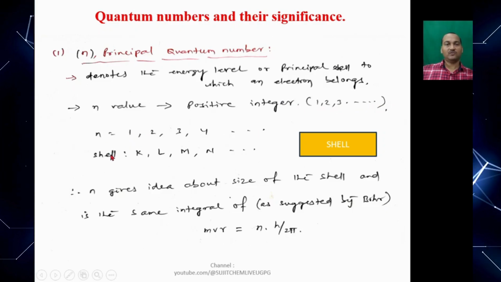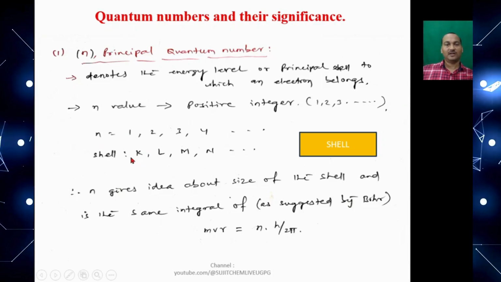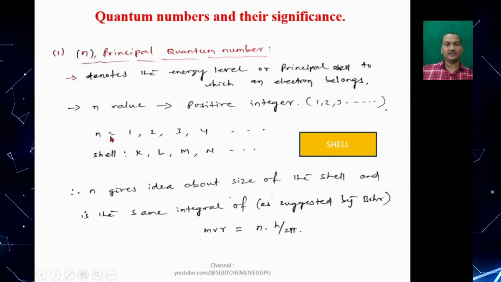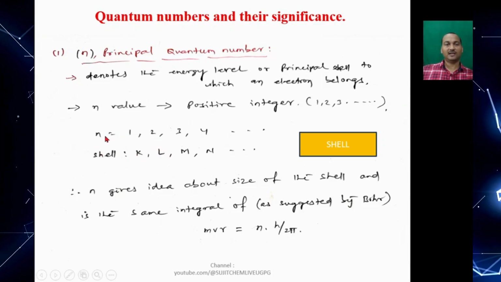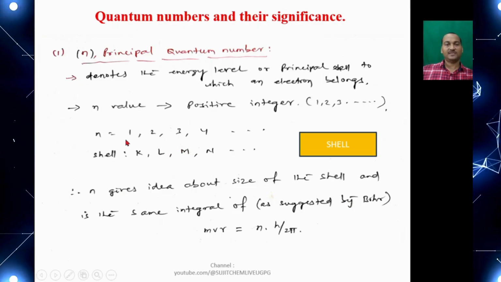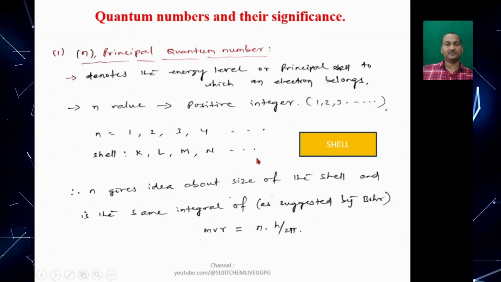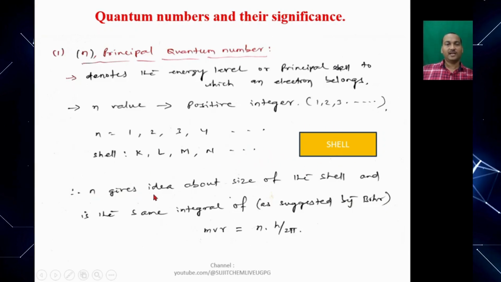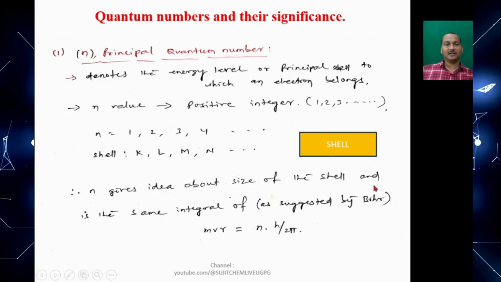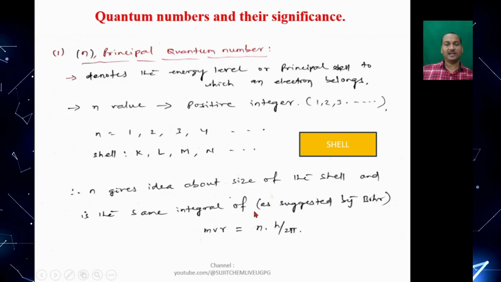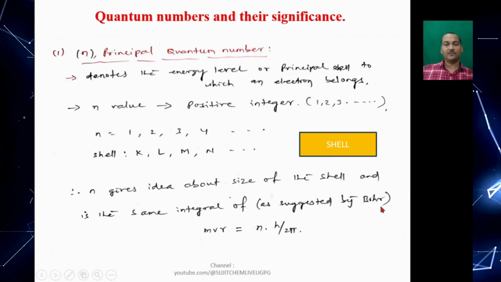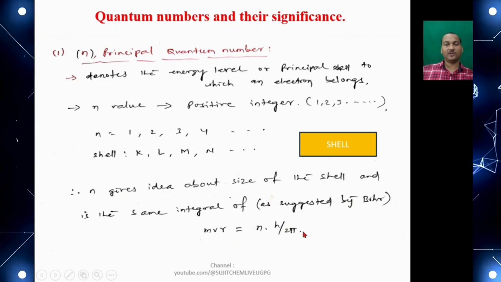When n equals 1, we have the K shell. When n equals 2, that is the L shell. n equals 3 is the M shell, and when n equals 4, that is the N shell. So this is the concept of shell. n gives an idea about the size of the shell and is the same integral number as suggested by Bohr, mvr equals nh upon 2 pi.